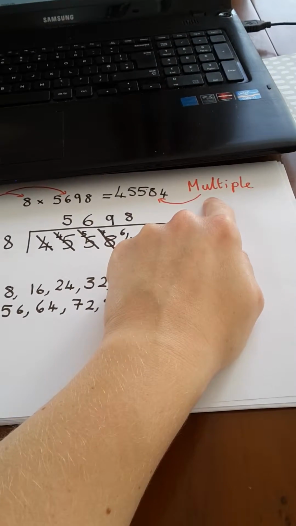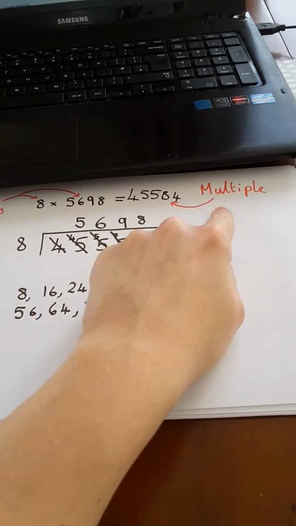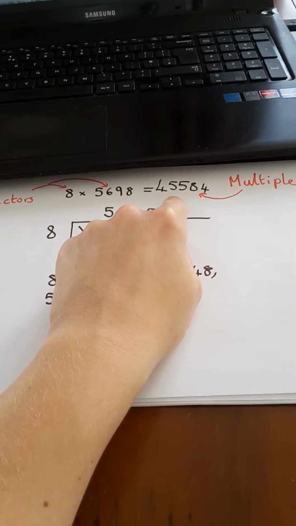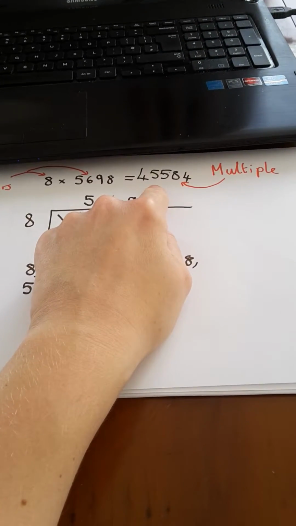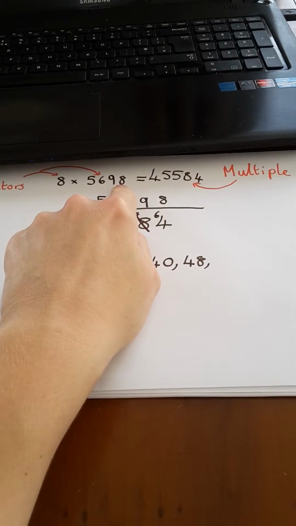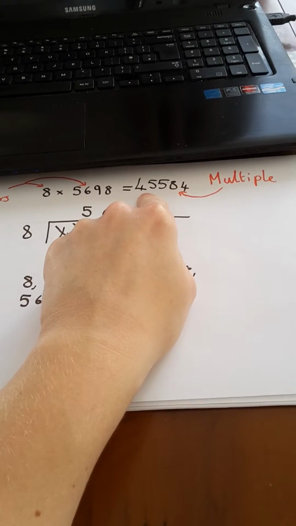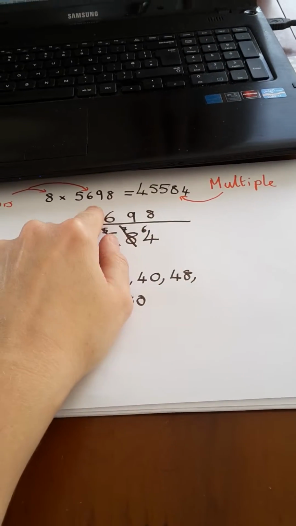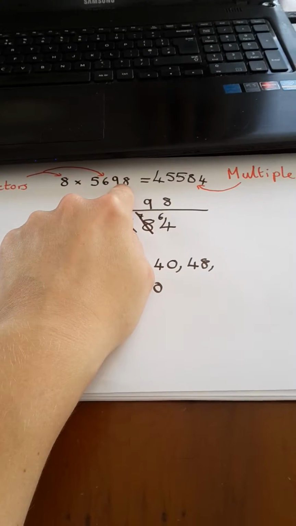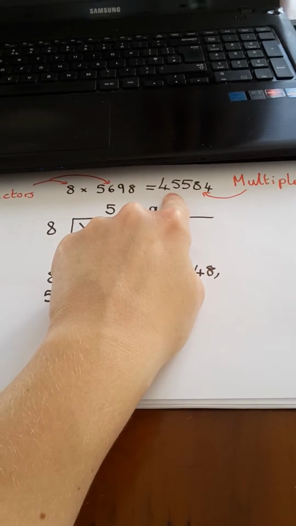Whereas a multiple tells you that it's in the times table of another number. So for instance, if I carried on counting up in my 8 times table for a very long time, in fact for 5,698 times, then I would eventually reach this number. Same here. If I counted up in the 5,698 times table 8 times, I would again end up at this number.